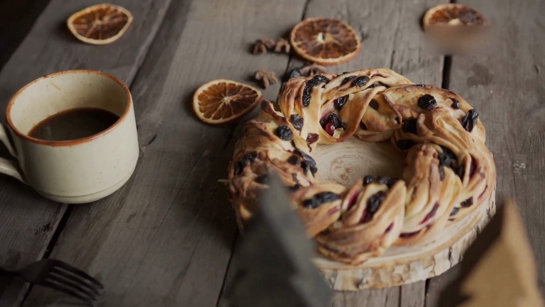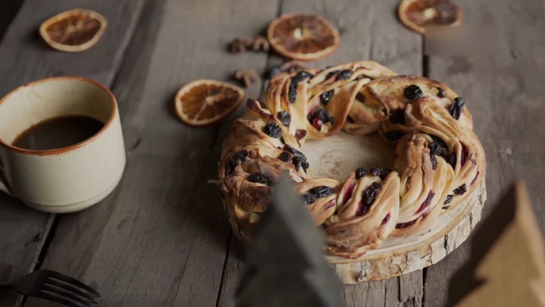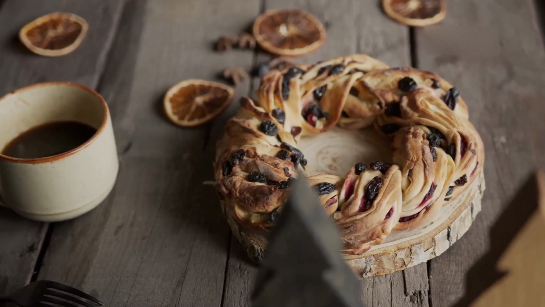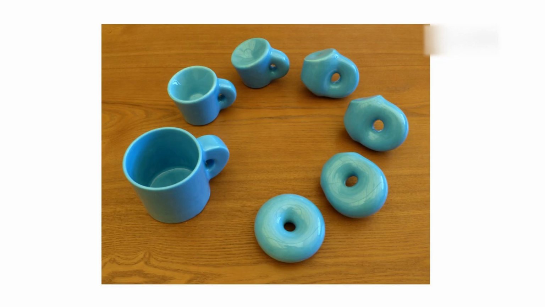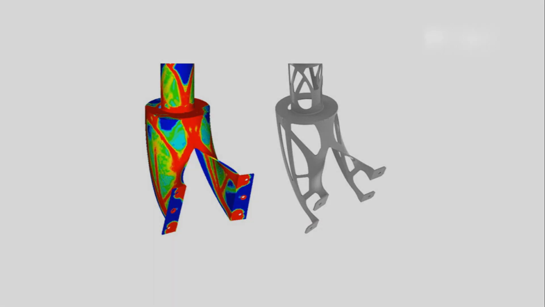Another example, a donut and a coffee mug are considered the same because they both have one hole. This is because you can reshape one into the other without cutting or gluing.